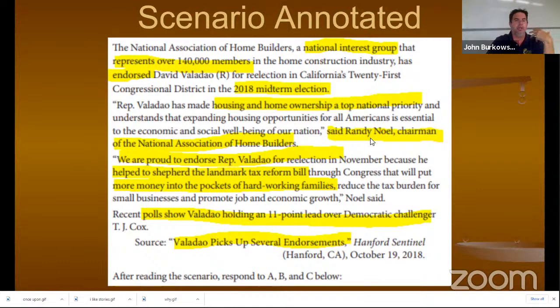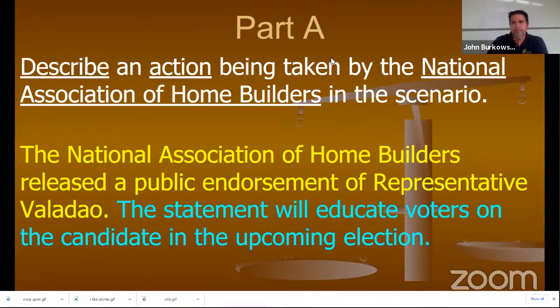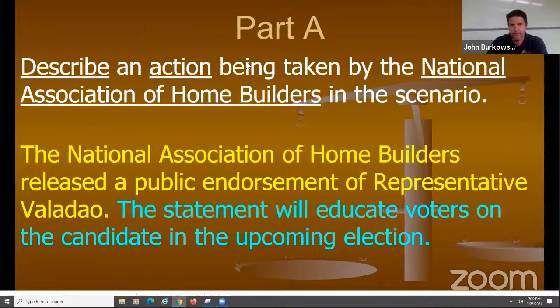All right. Part A asks to describe an action being taken by the National Association of Home Builders in the scenario. We know the National Association of Home Builders is an interest group, which the scenario actually pointed out. It described it as such. Now, your brain is saying, I know interest groups. Oh my God, we went over that. We just refreshed. So all this information is coming right to the front, right? This is what we know about interest groups. What you should be doing is filter.